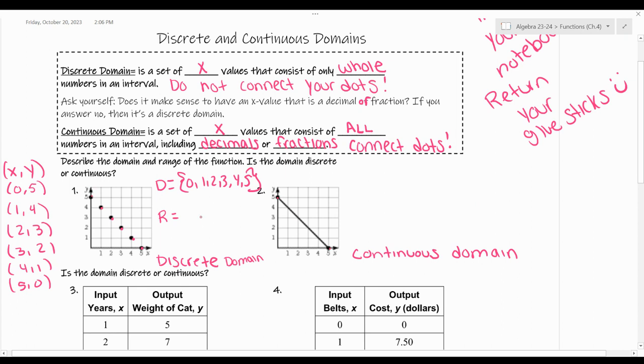The range are your y values. So because I wrote out my coordinate points, I'm just listing my y values.